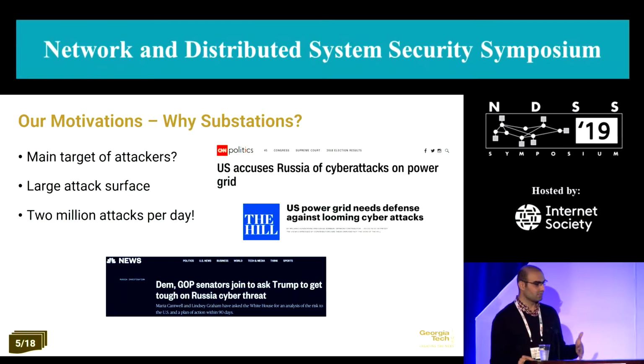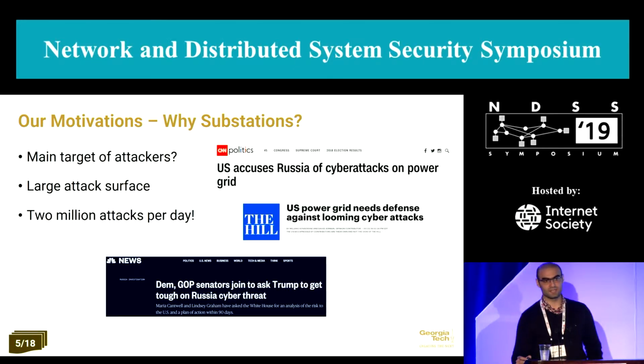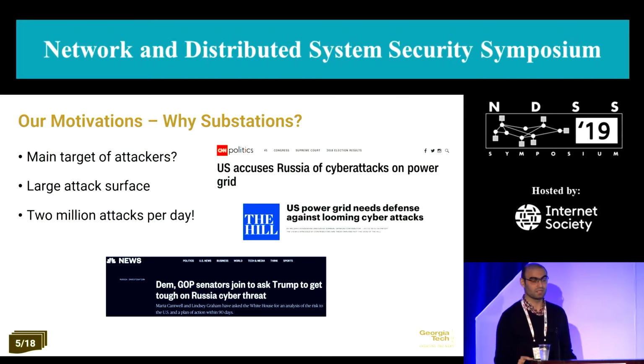In this work, we focused on power substations, but what are our motivations? The first reason is that power substations are the main target for attackers. They offer a very large attack surface. For example, in the United States, we have more than 70,000 remotely operated substations, and we recorded more than 2 million attacks on these substations on a daily basis.